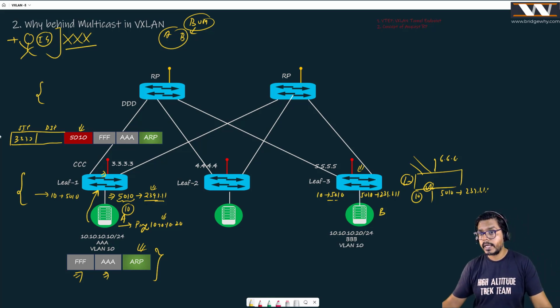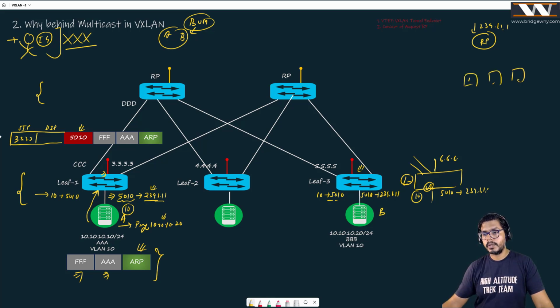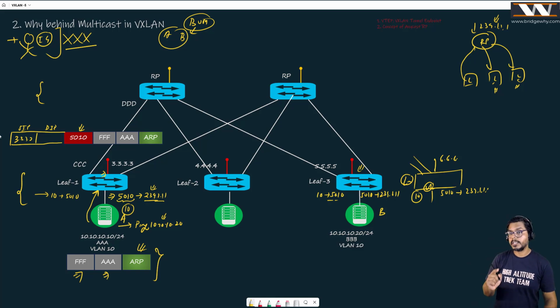Believe me, it is as good as saying that I have an RP here who is having some data for 239.1.1.1, and there are some hosts, or maybe leaves, right? If one leaf is sending towards 239.1.1.1 and others are listening at 239.1.1.1, then definitely the RP will be forwarding this traffic towards them, and only towards those leaves who are listening at 239.1.1.1. Very, very interesting, guys, right?